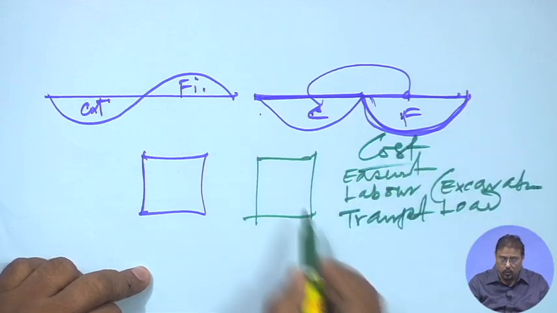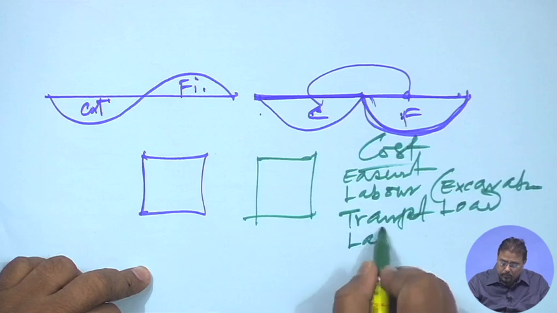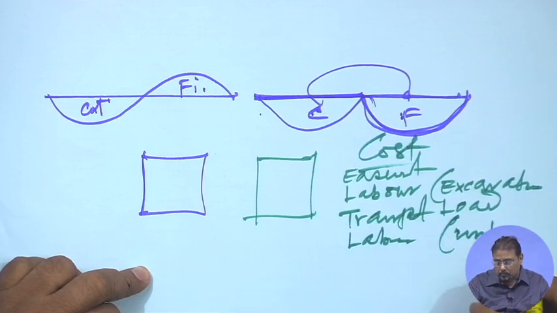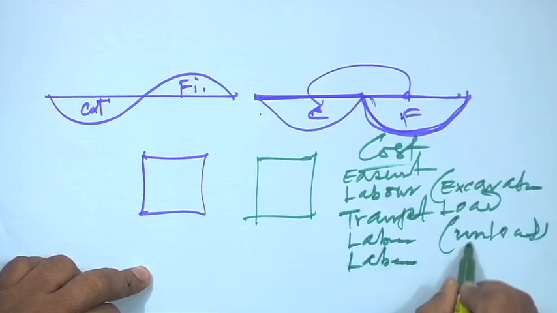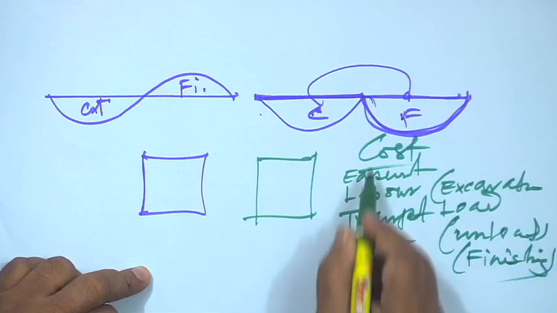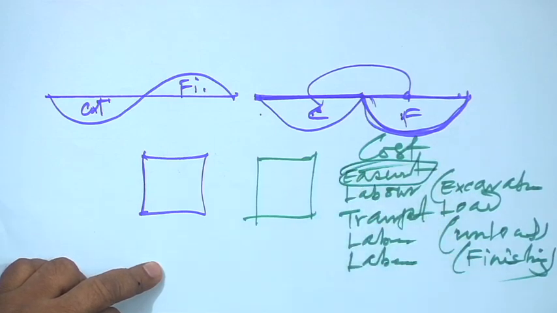Okay. Then the transport cost, bring it here, and then here labor for unloading, and then labor for finishing. Have you noticed one thing? The whole thing that you are doing, your easement cost is pretty high in this.